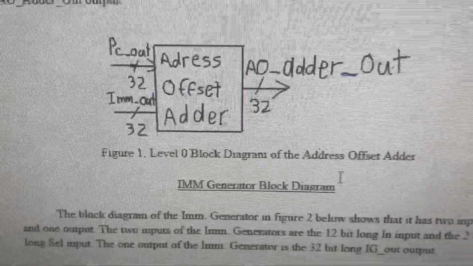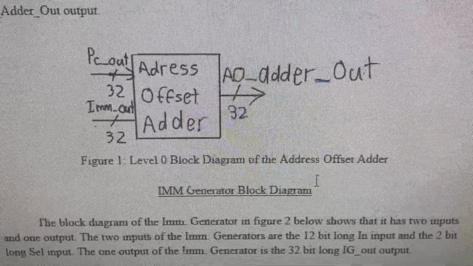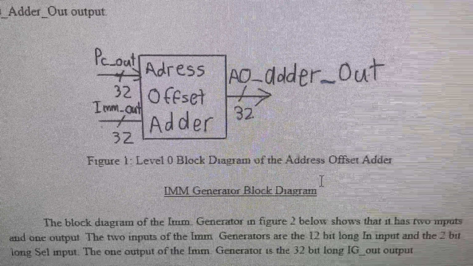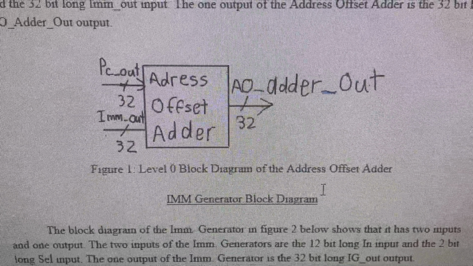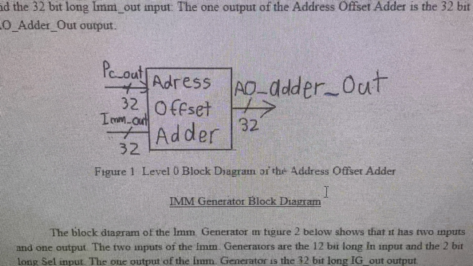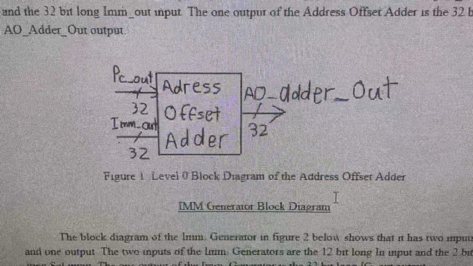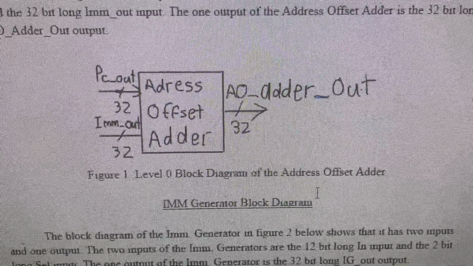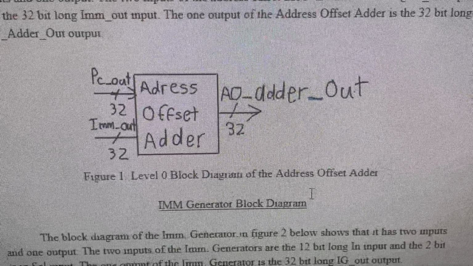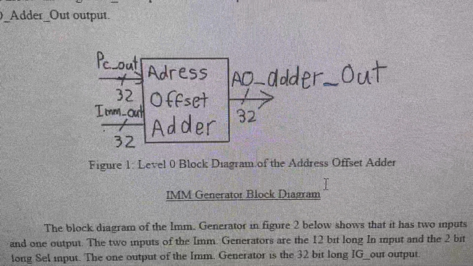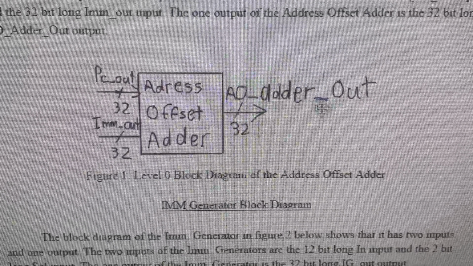So starting out, we have the address offset adder block diagram. We got two inputs and one output. The two inputs of the address offset adder are the 32-bit long PC out input and the 32-bit long IMM_out input. The one output of the address offset adder is the 32-bit long AO_adder_out.